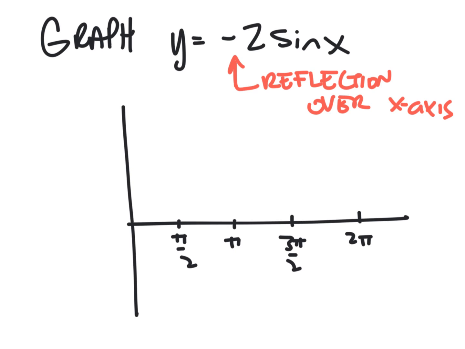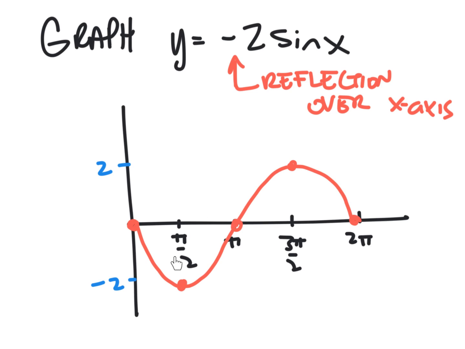So let's try this. -2 sine x. The 2 tells me that's its amplitude. So I'm going to go up 2 and down 2. And since it's a reflection, sine starts at the origin, but it's going to go down first. And it's still going to hit all these key points at pi over 2, pi, 3 pi over 2, and 2 pi. And these, again, just come from the unit circle like we saw earlier in the video.